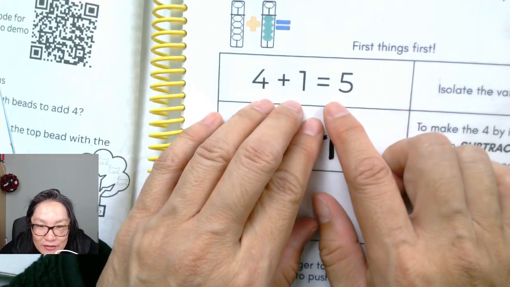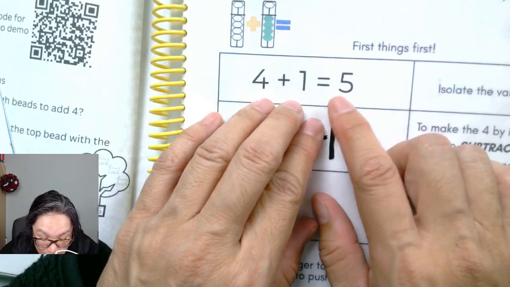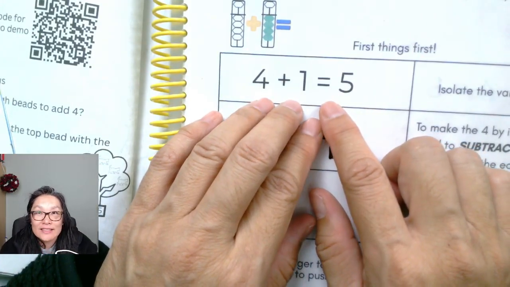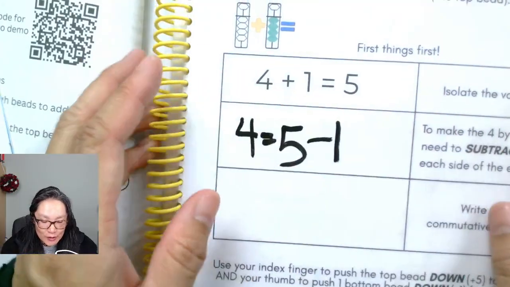So here we have 4 plus 1. 4 plus 1 is equal to 5. So what are we trying to do? We're trying to utilize this 5.